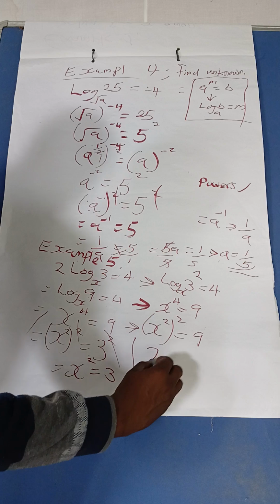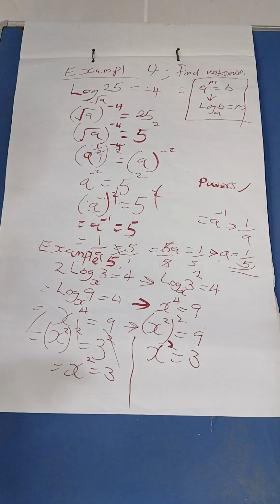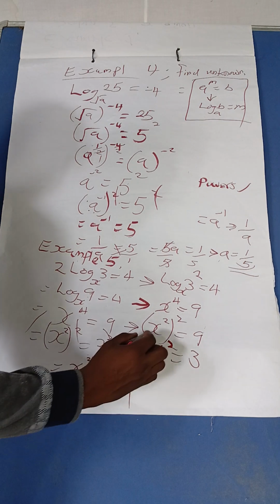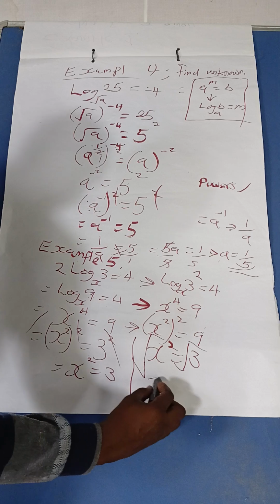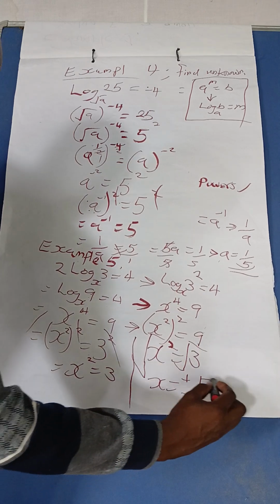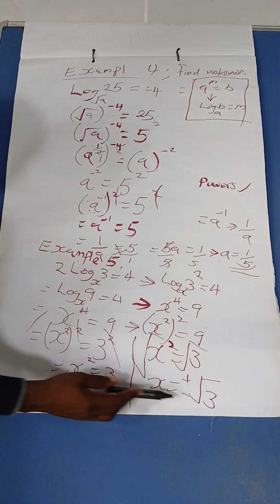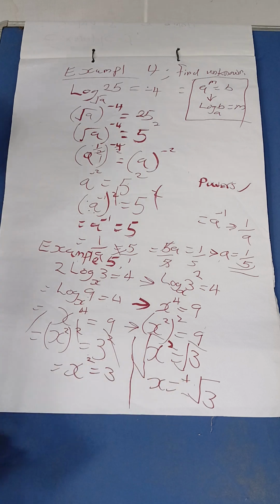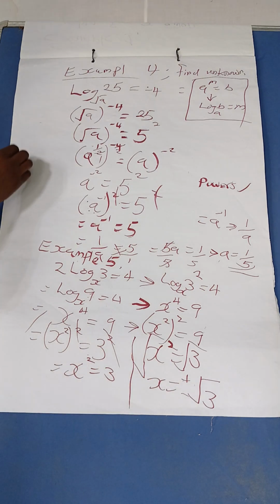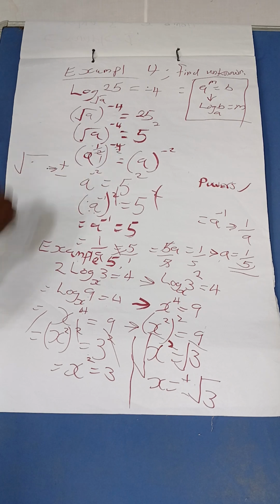Now we have x squared is equal to 3. You remember, anywhere you see a square and you have to eliminate it, just square root both sides. So my x will be plus or minus the square root of 3. When I say plus or minus, I mean the square root of any number is equivalent to plus or minus the answer you get.